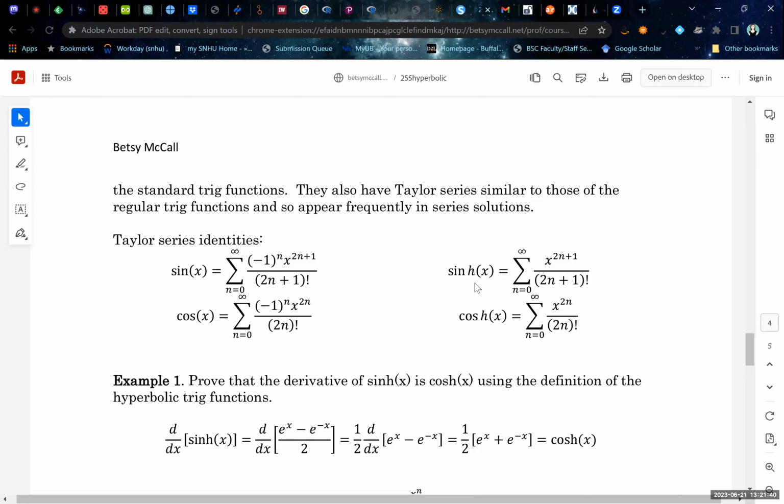In the hyperbolic trig world, these signs don't alternate. So it's x plus x cubed over 3 factorial plus x to the 5th over 5 factorial.